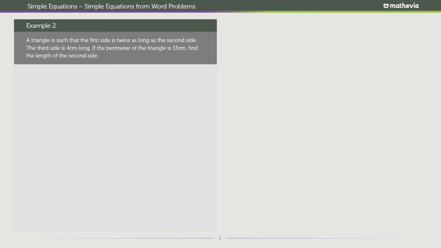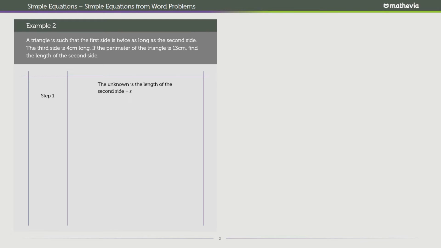Now, to do this, the first thing we want to do is identify our unknown. Our unknown in this case quite clearly is the length of the second side. And we're going to call that S. Okay? And just like in the last question, we actually do have another unknown. It's not the unknown we're looking for, but we have another unknown. We don't know exactly what the first side is. We just know that the first side is twice the second side. Okay? So we're going to call the length of the first side F.